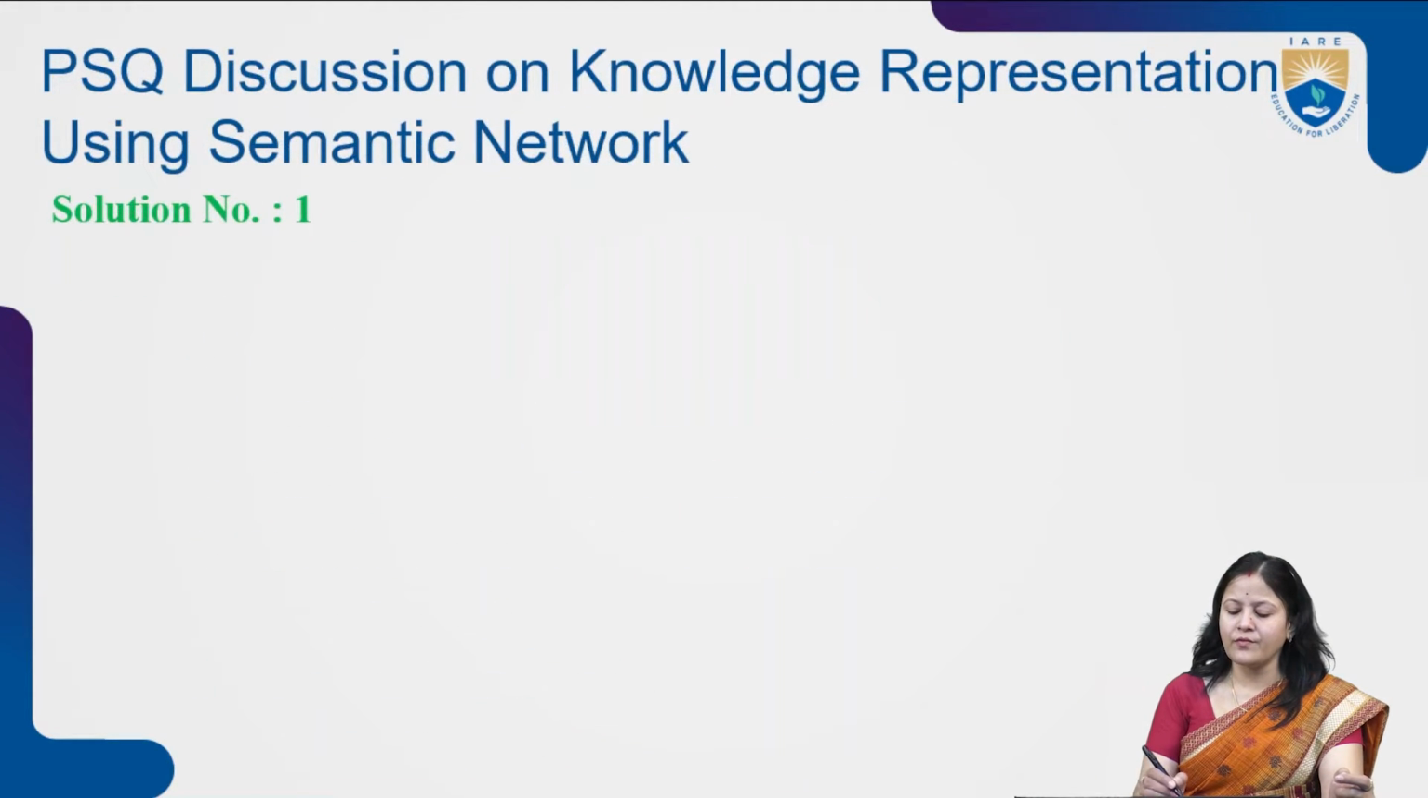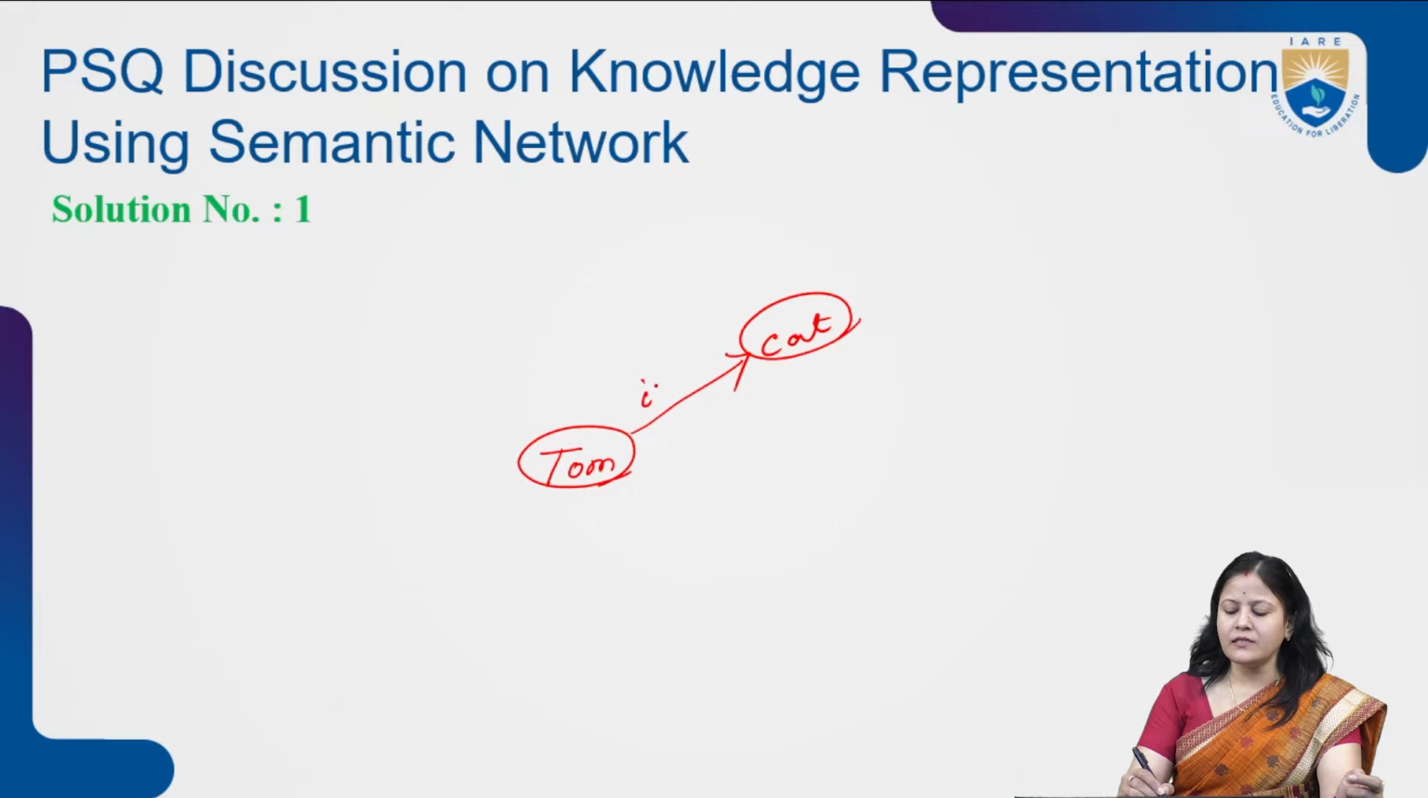So first what we have to write, we will create one class Tom and another class cat. What is the relation? Is A is the relation. And how have I given this arrow mark? Tom is a cat. It's not like cat is a Tom. So Tom is a cat, so the arrow mark should be given from Tom to cat.